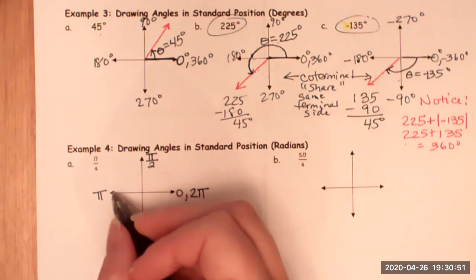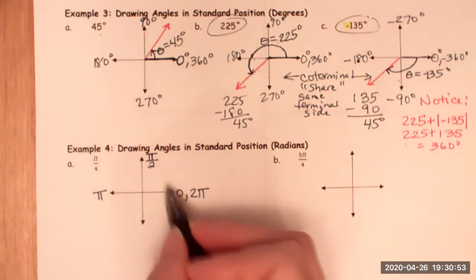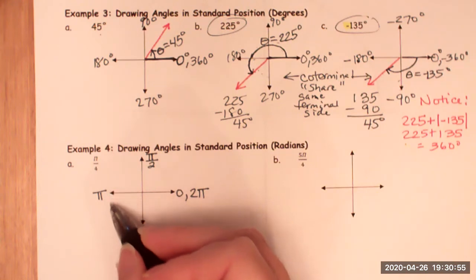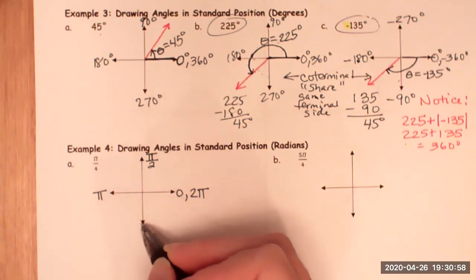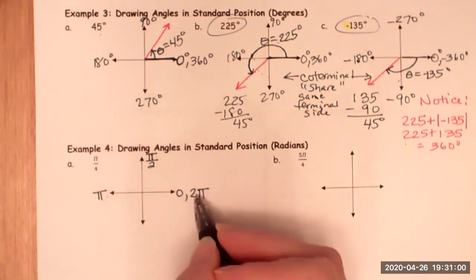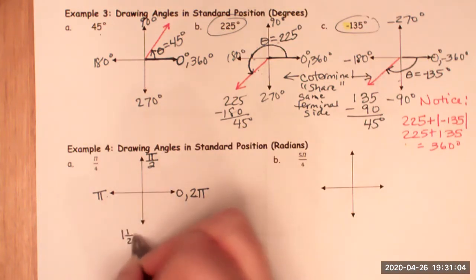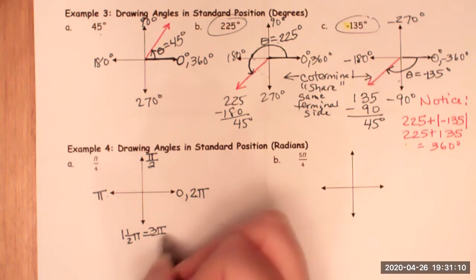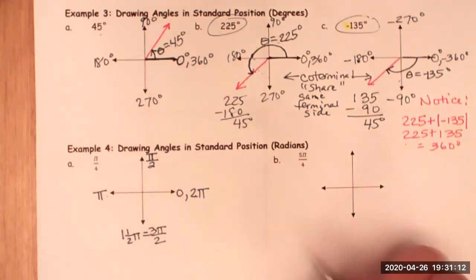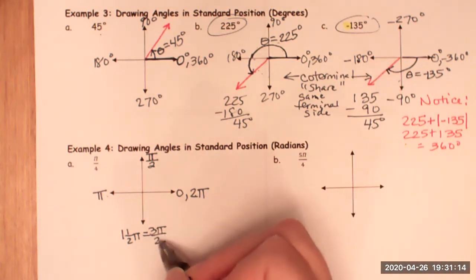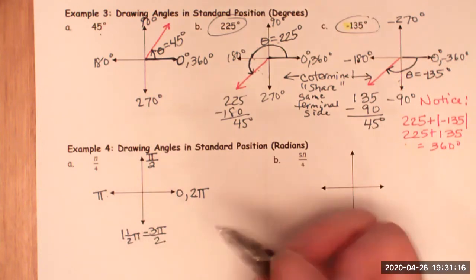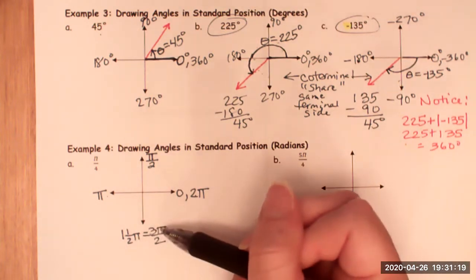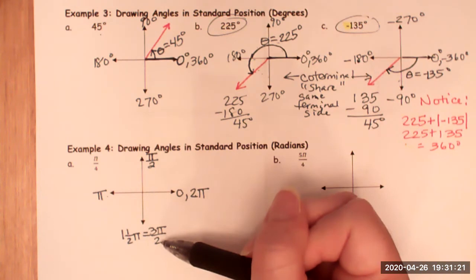Continuing around the circle, traveling halfway between pi and 2 pi is 3/2 pi, right? But normally we don't say 3 halves pi, we say 3 pi over 2. That's typically how it's written. So typically we would say 3 pi over 2 radians.